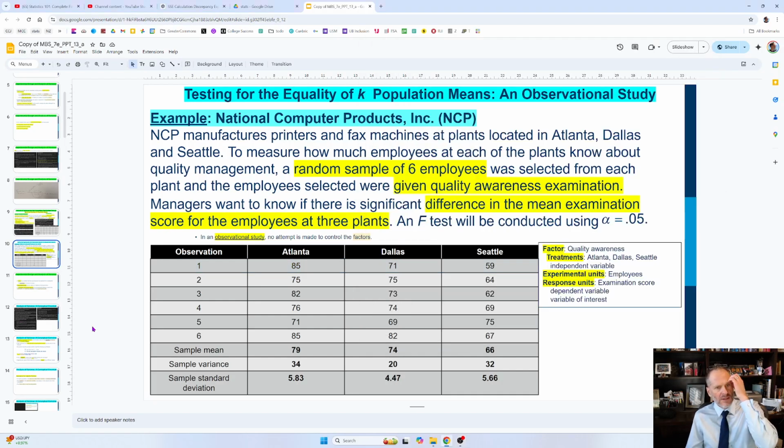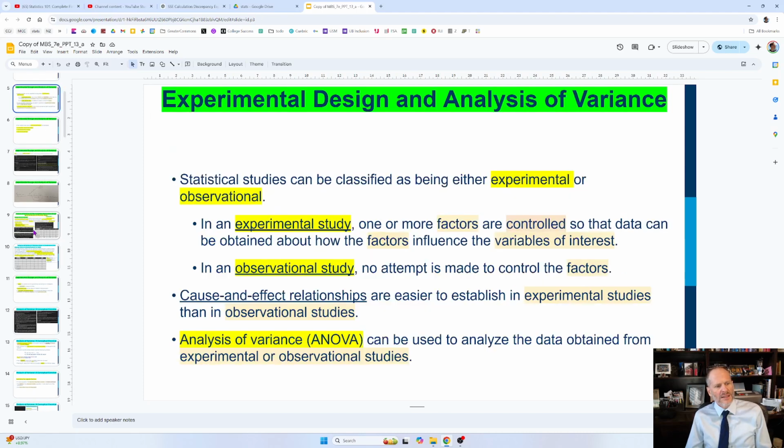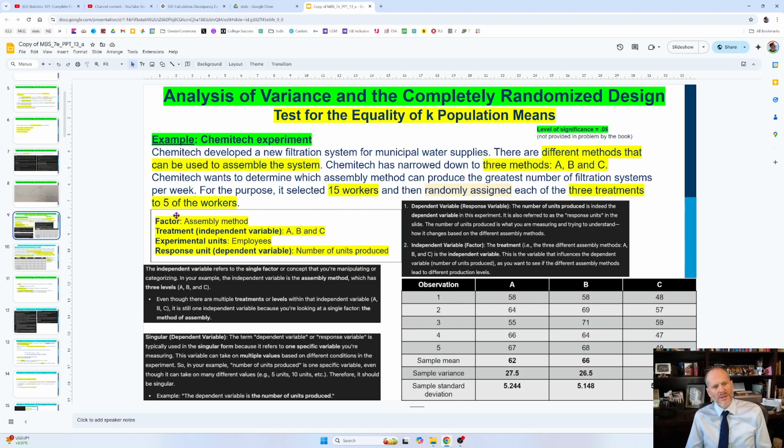Hey, welcome back. So now we're going to do testing for the equality of K population means in an observational study. In the previous video, we took a look at the difference between an observational study and an experimental study, and we also reinforced factor, treatment, experimental units, response variable.